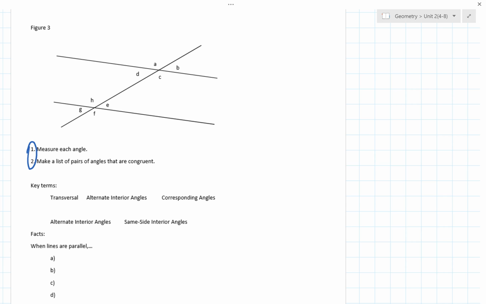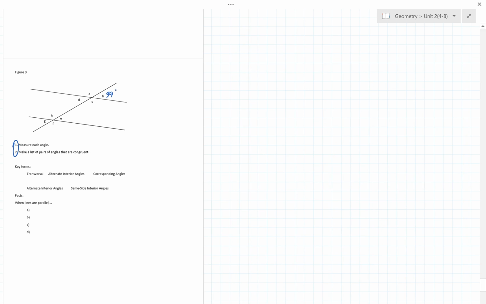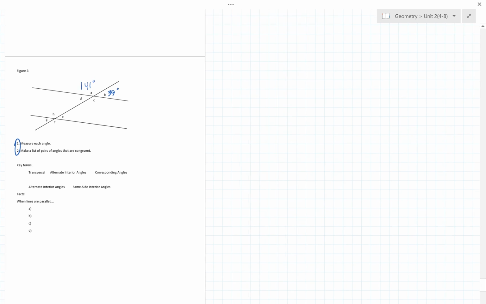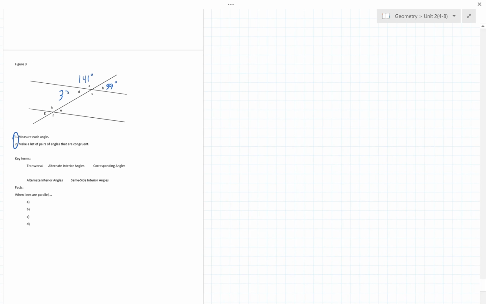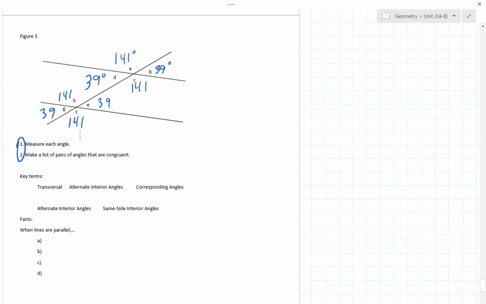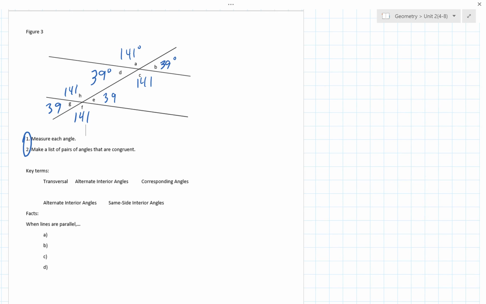Okay, so hopefully everybody got measurements that were about 39 degrees for angle B. That makes this 141 because those two have to add up to 180. And then vertical angles, we get 39 degrees and 141. And then same thing in the lower diagram, we get 39, 141, 39, and 141. And again, if you're off by a degree or 2, that's okay. But we should at least get the same angles matching up.